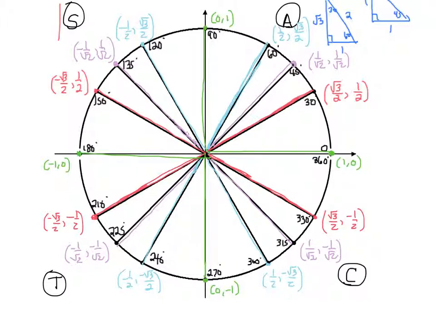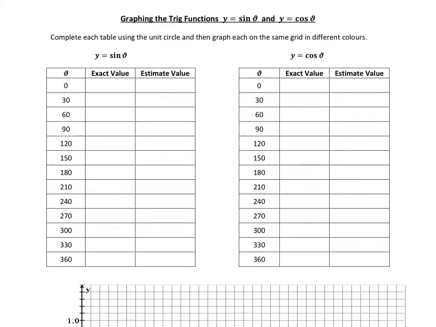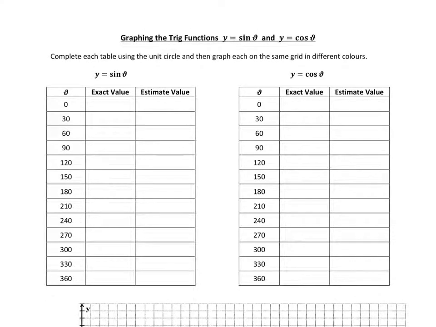Okay, so I have now filled in several points around the unit circle, the coordinate points at those specific angles. And I can now use that to create the graphs of sine and cosine. Now, in order to do that, we are going to take these exact values and fill them into the chart in your notes, these charts here, by placing the exact value in column 1 and the estimated value in column 2.